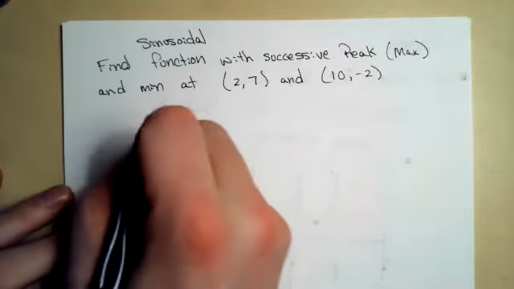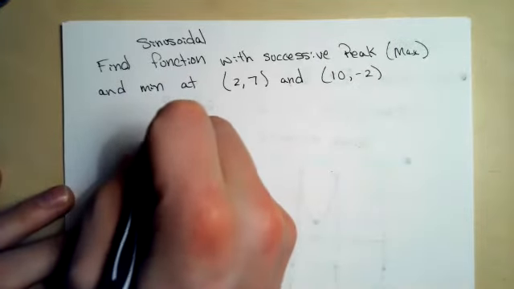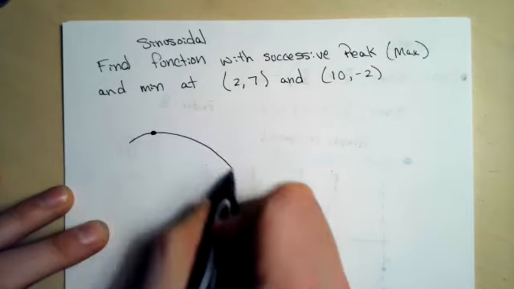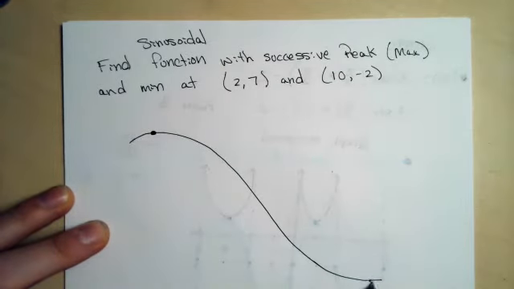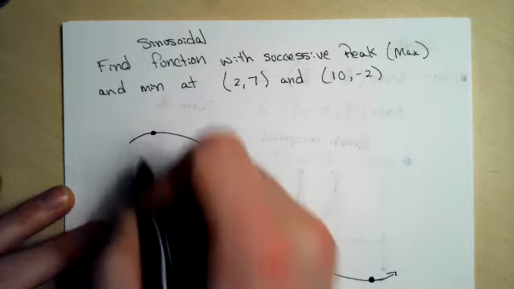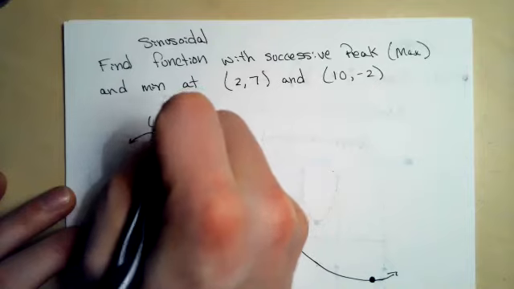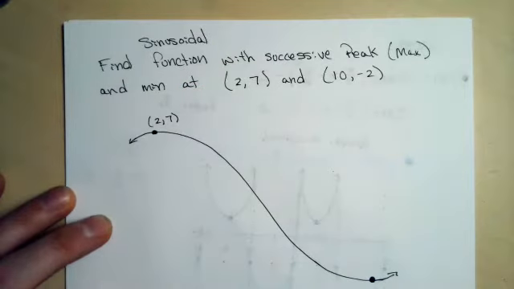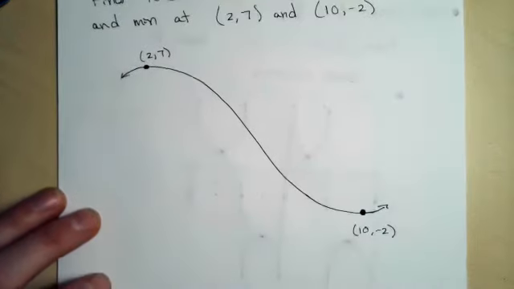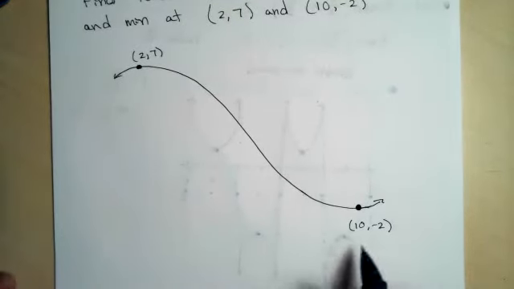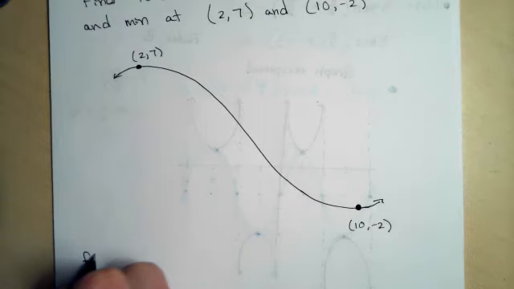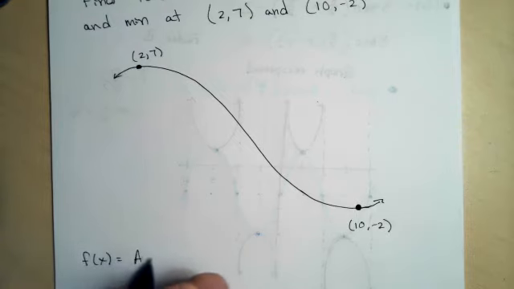So this one, I'm not going to draw the full graph just because the scale is a little weird, but we essentially just have a sine curve or a cosine curve. Whenever it says sinusoidal, just means sine or cosine. And we have a peak here at (2, 7) and a valley at (10, -2). And what we want to do is come up with a function to model it. In other words, we need to figure out the A, B, C, and D.